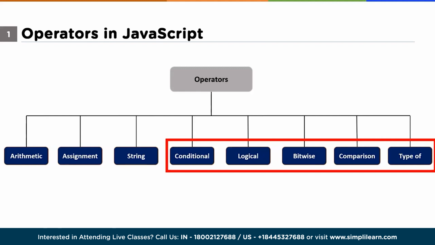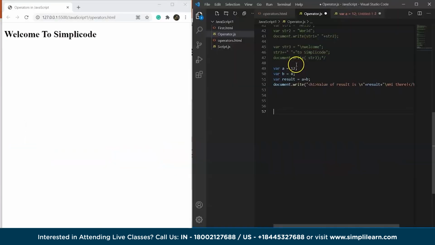Let's understand it with the help of an example. Here you can see I have taken three variables. I have taken variable A and assigned it the value 12. I have taken variable B and the value assigned to B is 8. And finally I have a variable result which stores the value of A plus B. Lastly, I'm printing out the result variable inside the h1 tag.